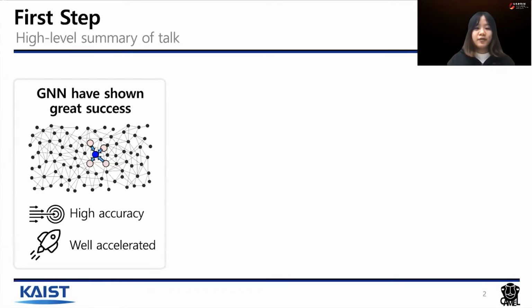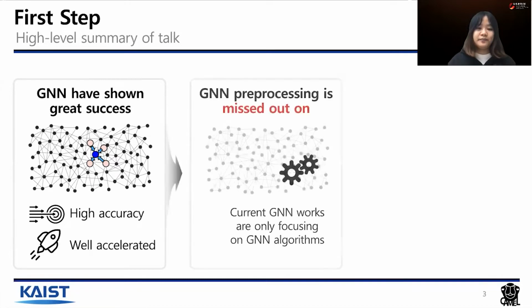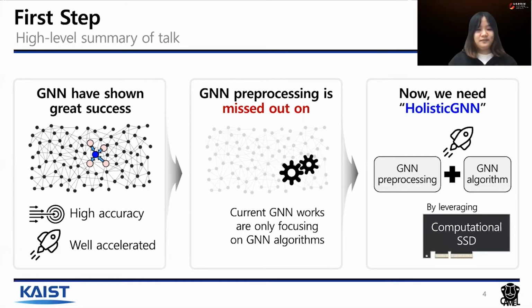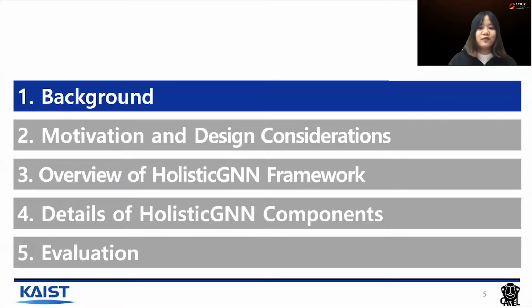Graph neural networks have shown great success in various applications such as recommendation systems, social networks, and more. The reason is that GNN can achieve higher accuracy compared to other machine learning models, and it can be well accelerated. However, current GNN works are only focusing on GNN algorithms, and we are missing out on GNN preprocessing. Thus, it's time to use HolyCGNN, which can accelerate both GNN preprocessing and GNN algorithm by leveraging the computational SSD concept. Now, let's move on to the main talk.